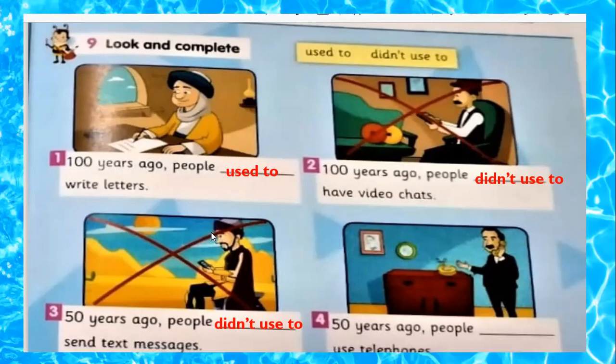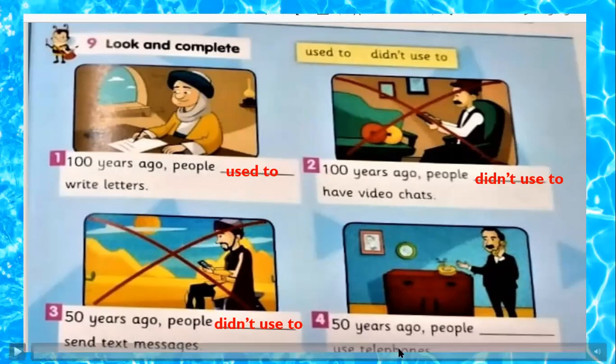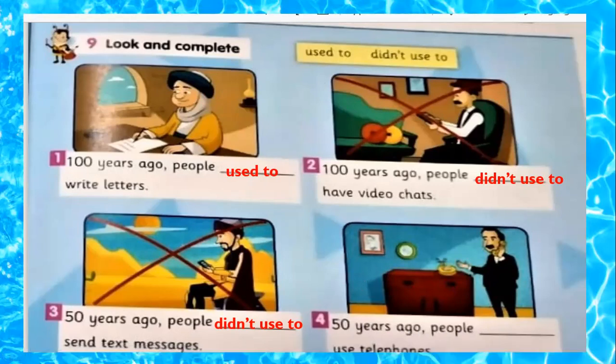Yasin Ahmed. Yes, miss. Picture number 4. 50 years ago, people use telephone. We don't have X here. Used to. Thank you. Used to. Excellent.